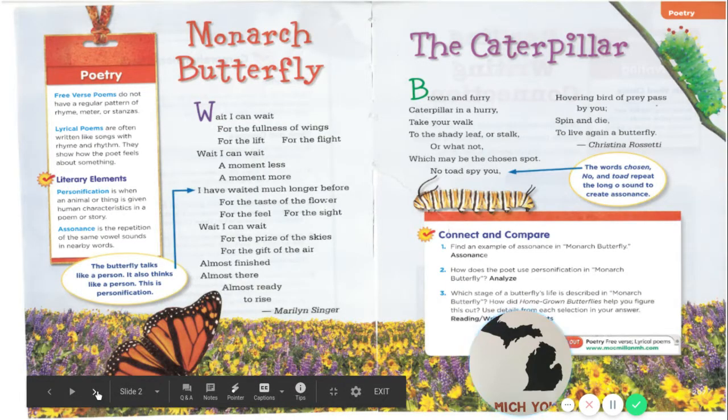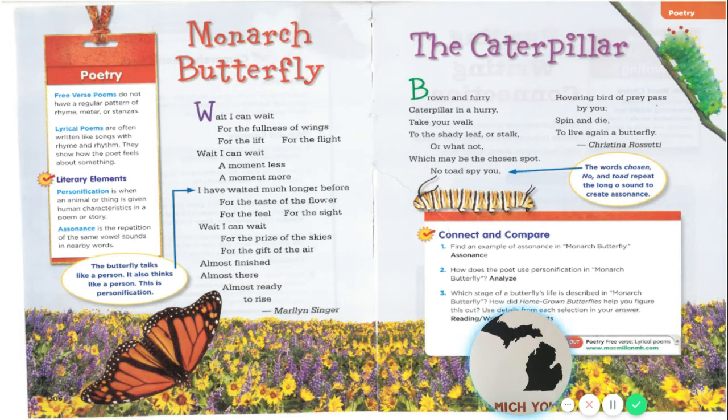Before I get started, I want to cover a few things on the left-hand side of your screen right now. Poetry. Usually we study poetry in the month of April because that is National Poetry Month. But periodically throughout the year, you'll see poems squeezed in with other activities that we do. Today you're going to read and go through 2 of them. One is called The Monarch Butterfly and the other is called The Caterpillar.